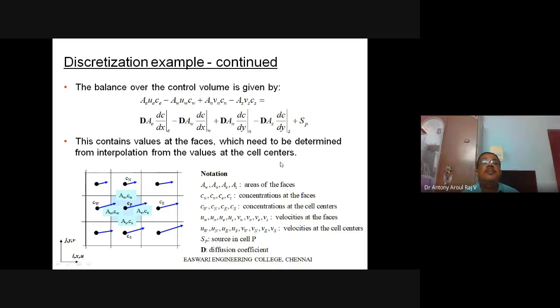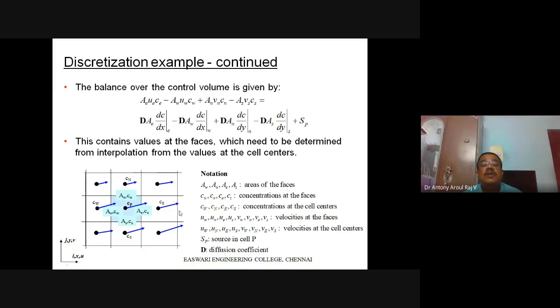So what are all the possible discretizations? The simplest form of discretization for UE is to take the average: UE equals UE plus UP divided by 2. Similarly, for UW, I can take UP plus UW divided by 2. If I take it like that, it is called the central difference discretization. It is the simplest form, so it should work.